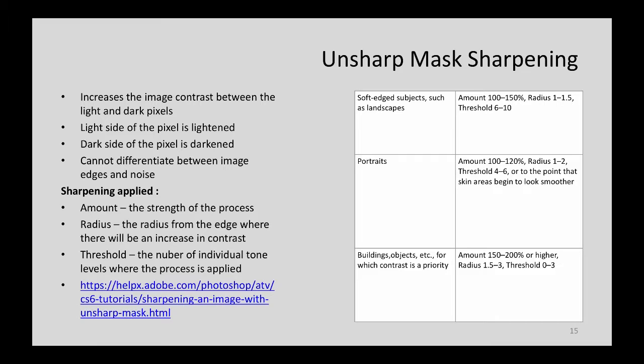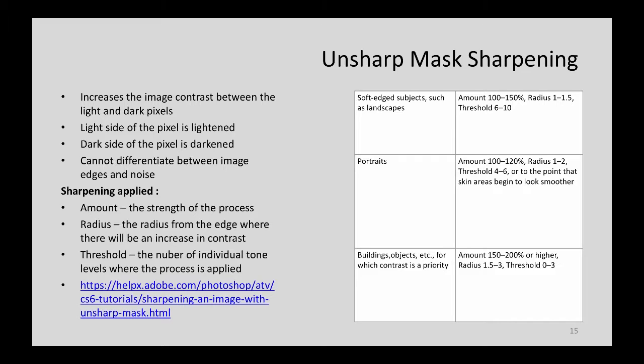My go-to for years has been the Unsharp mask. Well, Unsharp mask is not as it would seem. It applies sharpening to unsharp images. So what sharpening does is increase the contrast between the light and dark pixels. The light side of the pixel is lightened and the dark side of the pixel is darkened. But with Unsharp mask, it cannot differentiate between image edges and noise.